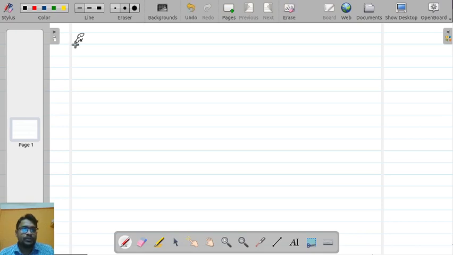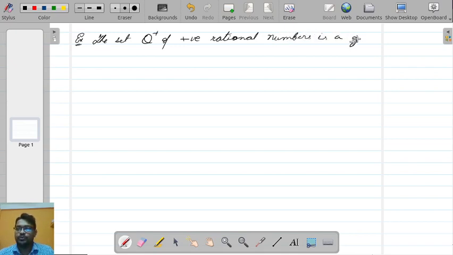So let us try another one, this exercise which I had told you. The set Q plus of positive rational numbers is a group under multiplication. Okay, so how do you discuss this?